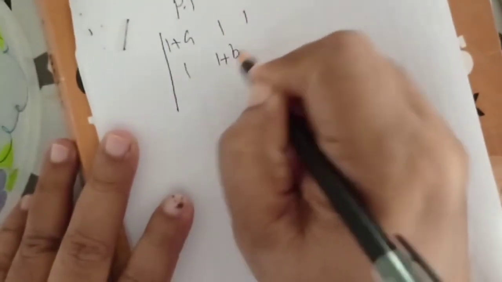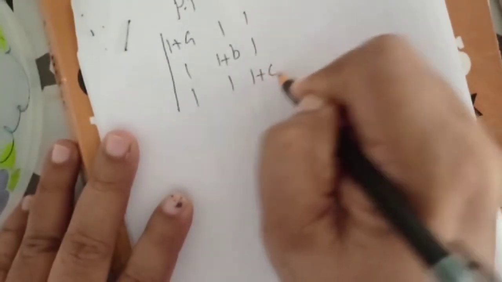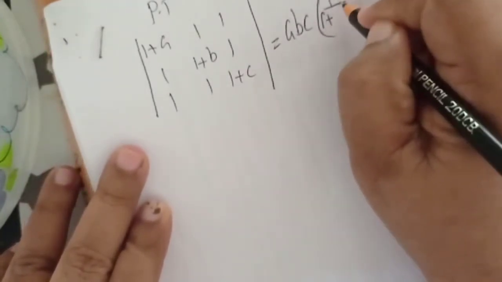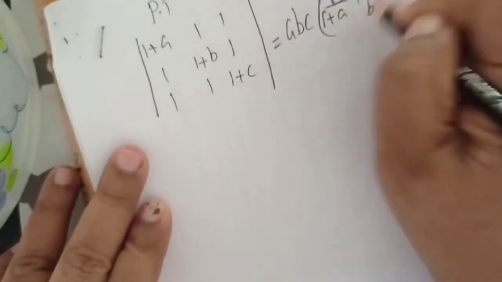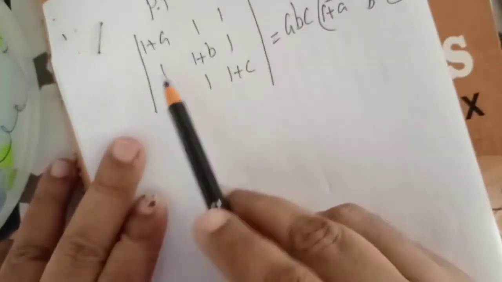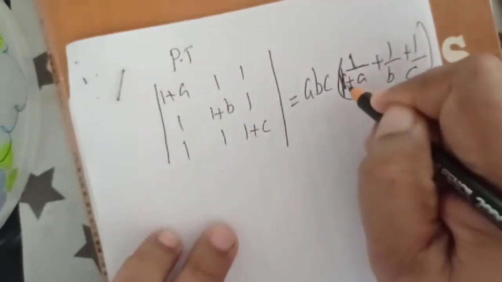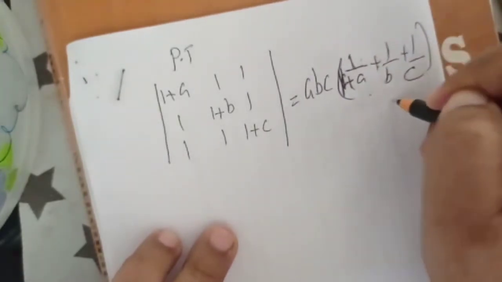Prove that the determinant 1 plus A, 1, 1; 1, 1 plus B, 1; 1, 1, 1 plus C is equal to ABC into 1 plus 1 by A plus 1 by B plus 1 by C. I will repeat. The determinant equals ABC into 1 plus 1 by A plus 1 by B plus 1 by C.